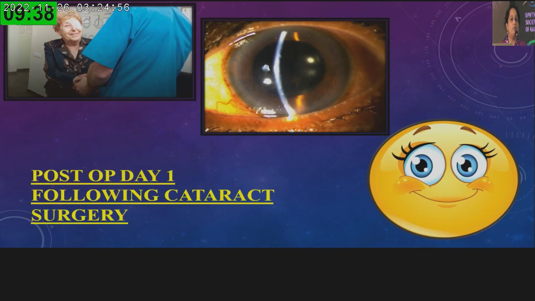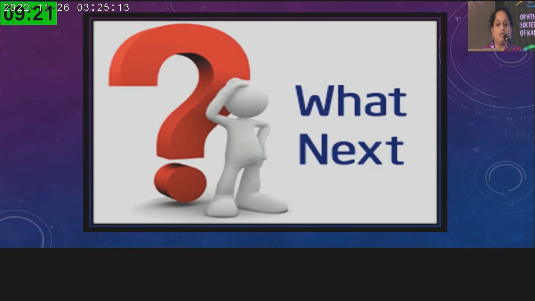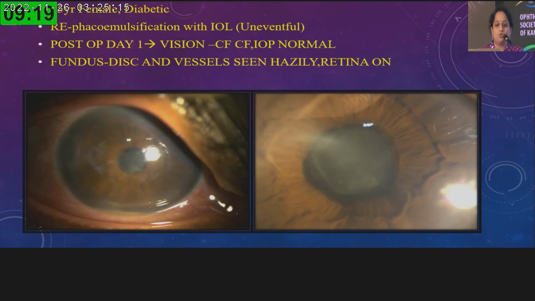So this is the normal day one post-op of an anterior segment surgeon. Patient is happy, surgeon is happy. But once in a while, this is the scenario. So now the question is whether it is an inflammation or whether it is an infection. So let's refer to our VR colleague. What next? So let me come to two case scenarios first.